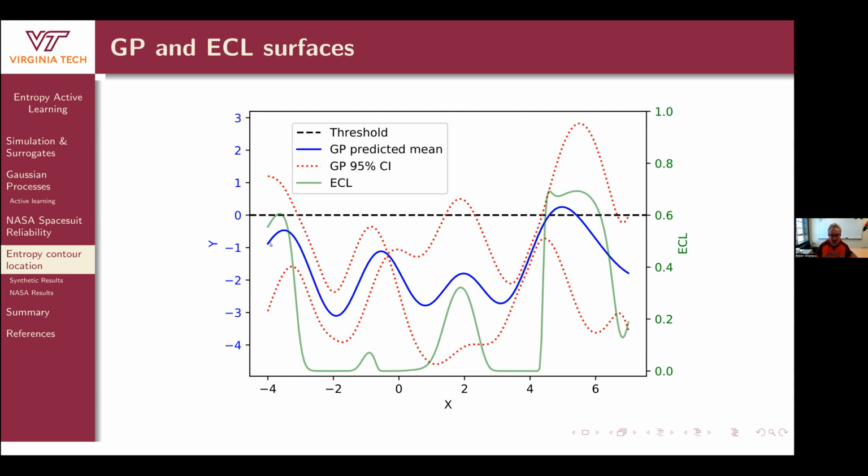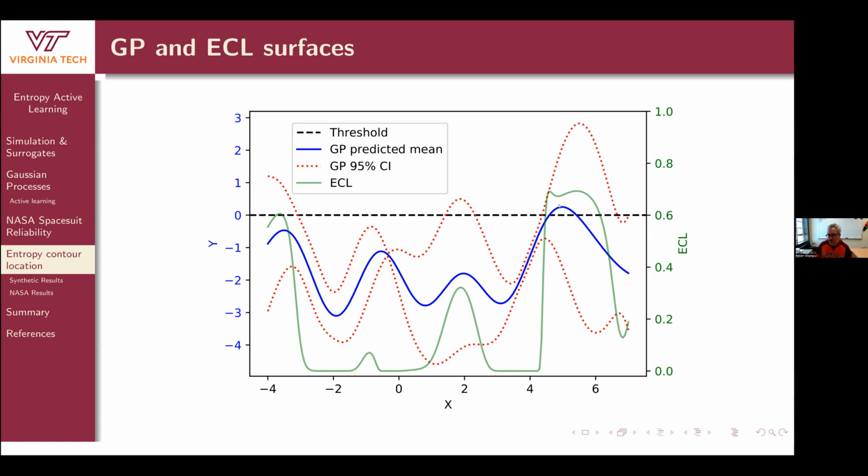Suppose I have a prediction in blue of what my response surface looks like. And I have uncertainty in that prediction. That's the red line. So this represents my surrogate. I have some prediction and I have some uncertainty associated with it. And suppose I'm interested in the contour at 0. So this represents kind of an extreme contour. Above it is failure, below it is non-failure. And I want to find the parts of the input space where my function might be crossing that contour.